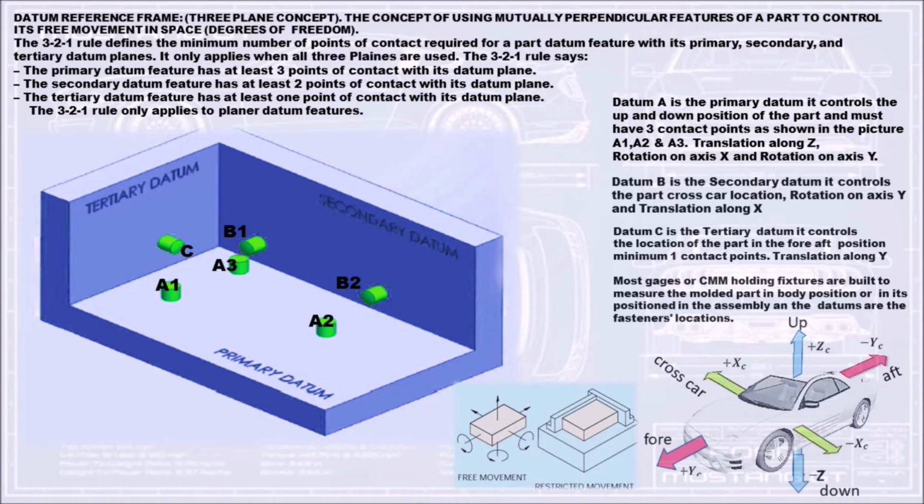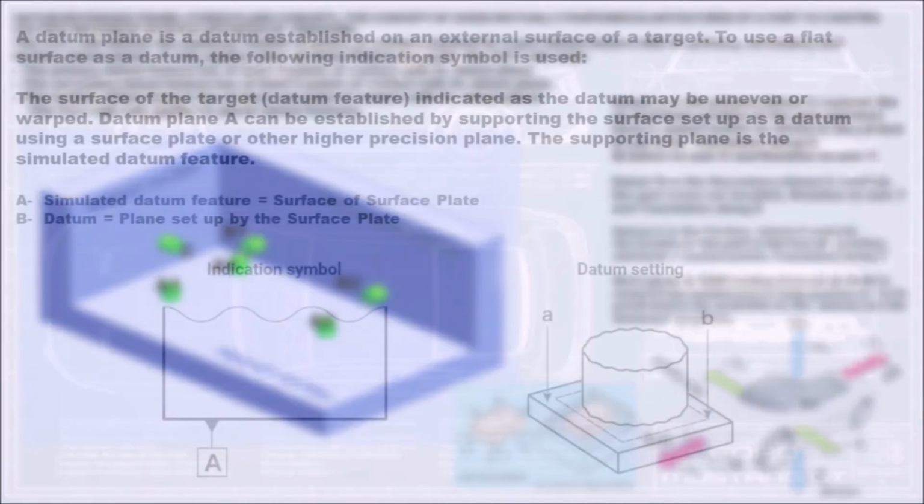Datum B is the secondary datum. It controls the part cross-car location, rotation on axis Y and translation along X. Datum C is the tertiary datum. It controls the location of the part in the fore-aft position, minimum 1 contact point. Translation along Y. Most gauges or CMM holding fixtures are built to measure the molded part in body position, or in its position in the assembly, and the datums are the fasteners' locations.